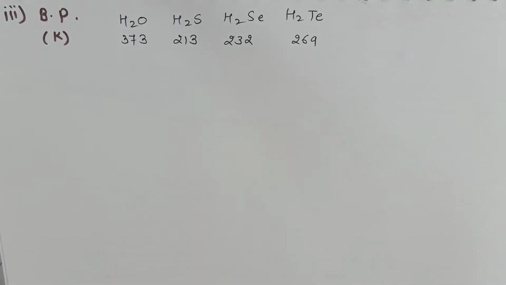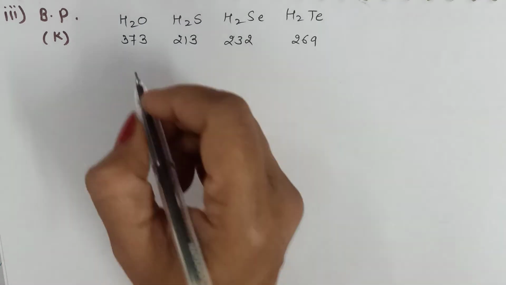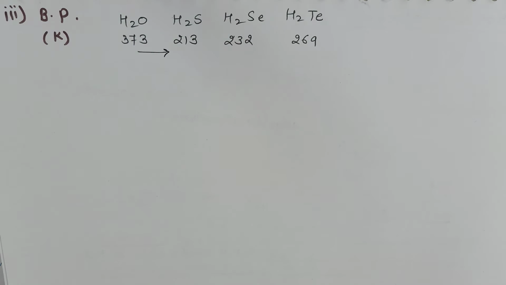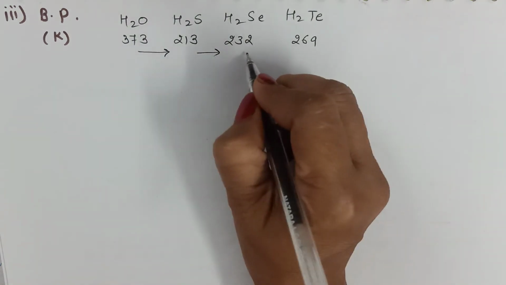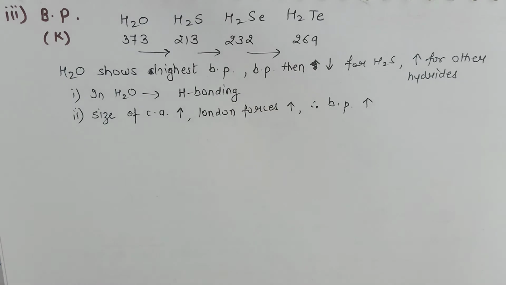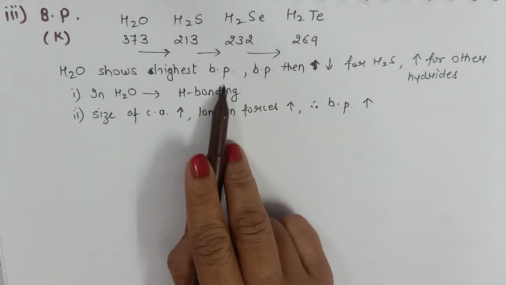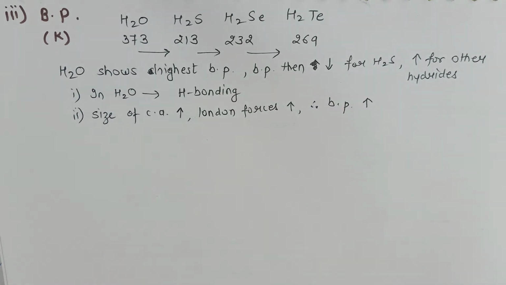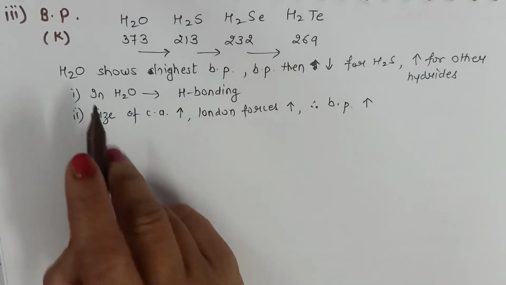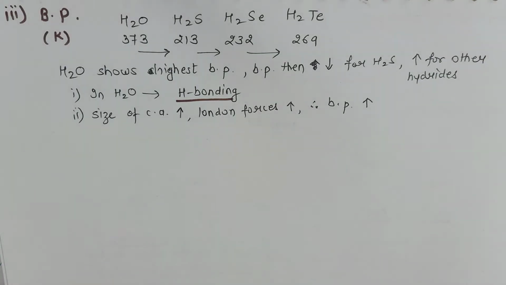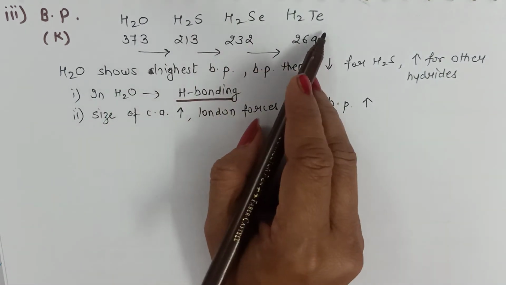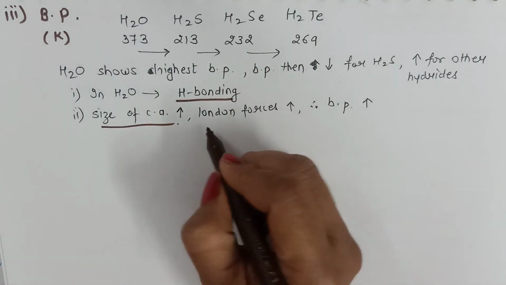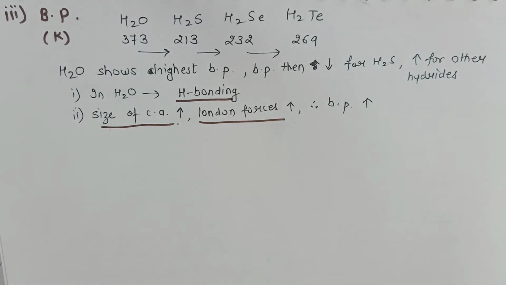The next characteristic of hydrides is boiling point. Now when we look at the data, as we move from water to H2S, the boiling point first decreases and then again increases. So overall we can say that water shows the highest boiling point, then boiling point decreases and then it increases for other hydrides. We can give two reasons for this. In water there exists hydrogen bonding, and for other elements as we move ahead, the size of the central atom increases. So what will happen? London forces will increase. As the London forces increase, boiling point also increases.